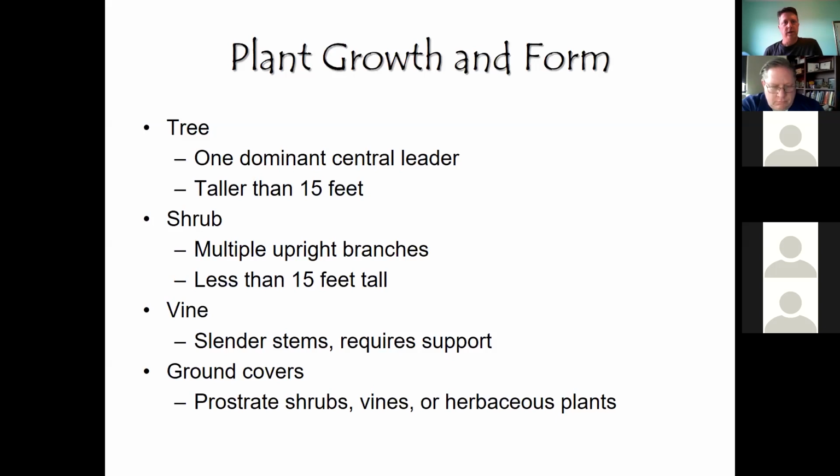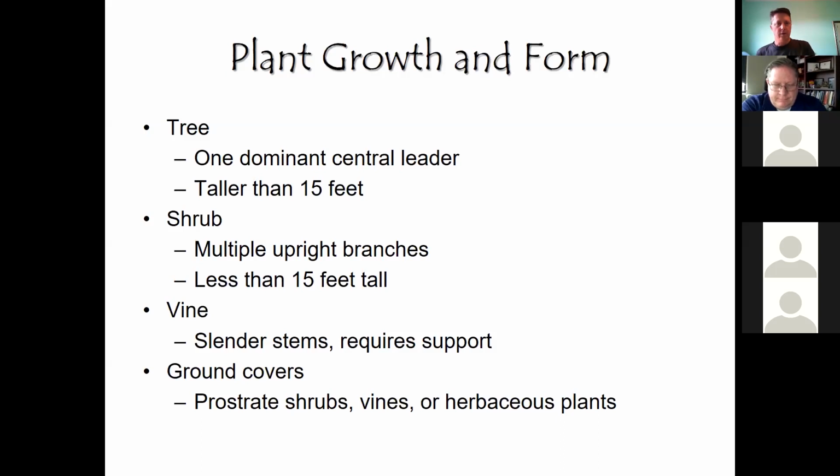So when I talk about trees, what I'm really looking at is the classic definition, a dominant central leader, typically taller than 15 feet. And a shrub is something with multiple upright branches, usually less than 15 feet tall. But there's obviously a big gray area between those two. And I'm not worried about splitting hairs, whether something's a tall shrub or a small tree. It doesn't really matter. But this is kind of what the typical working definitions are in the industry.